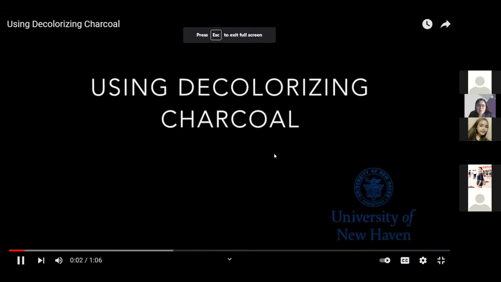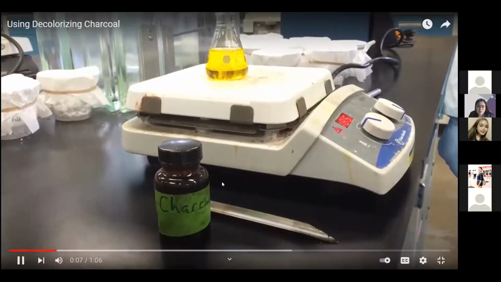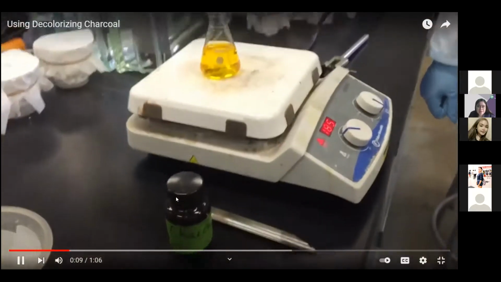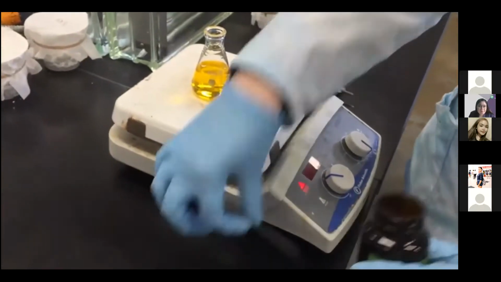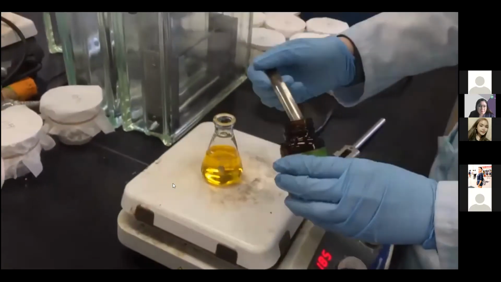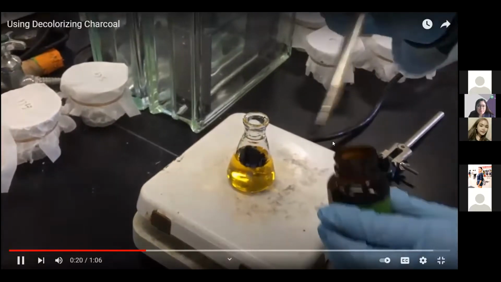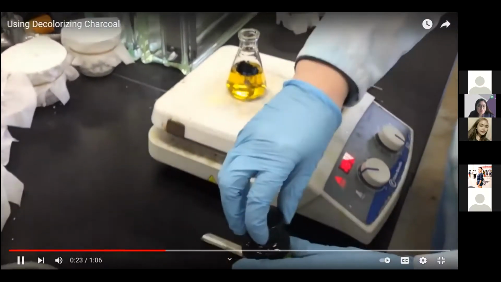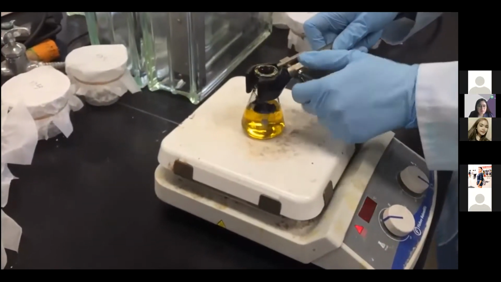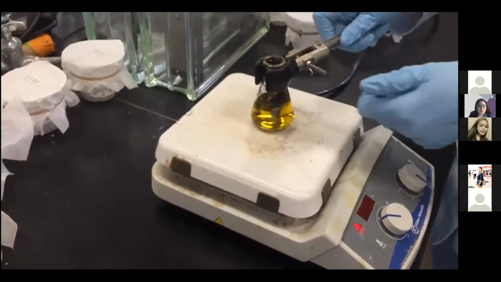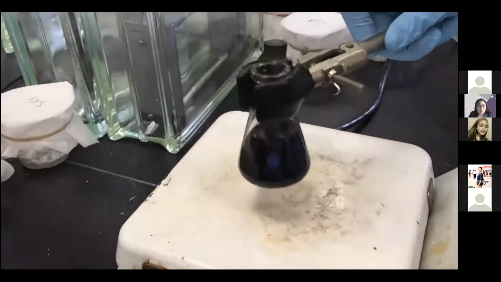In this video, you will learn how to use decolorizing charcoal to remove colored impurities from a solution. First, heat your solution on a hot plate until it is boiling. Then, using a scoopula, add a small amount of decolorizing charcoal. Use a clamp to lift up the flask and swirl. Your solution should be homogeneously black from the added charcoal.